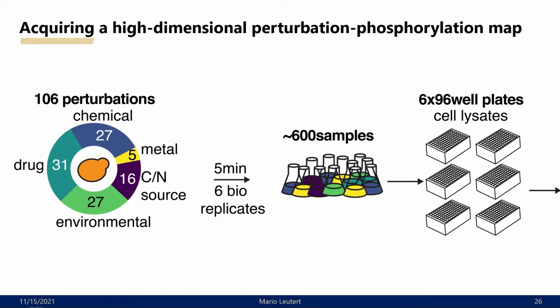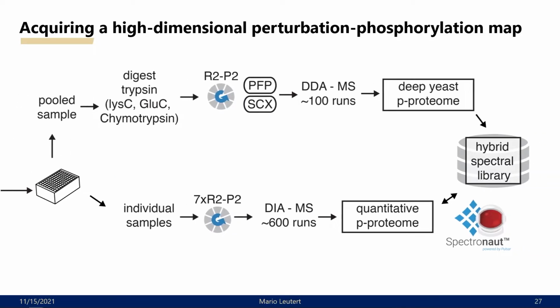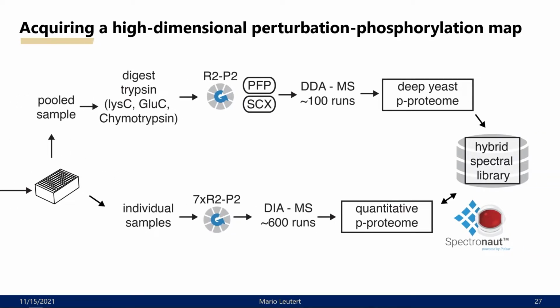And then the actual proteomic experiment basically came in 2 branches. So first of all, we took a pooled sample, which contained all of the perturbed samples. We did an R2P2, then very deep offline HPLC fractionation using a pentafluorophenyl column or a strong cation exchange column, and then acquired around 100 data-dependent acquisition MS runs. And so this gave us a really deep yeast phosphoproteome.